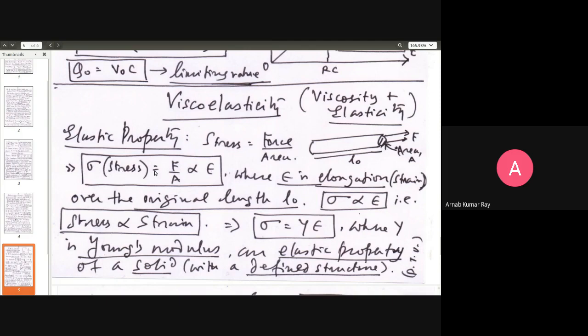So stress is equal to force upon area, and stress is also proportional to strain. What is strain? Strain is the elongation over the original length. So if the elongation is delta L, strain will be defined as delta L divided by L naught. In a supplementary set of notes, corrections, I just elaborated on this point a little. I'll get back to that, but this shouldn't be too difficult.